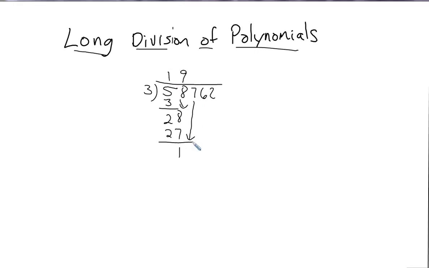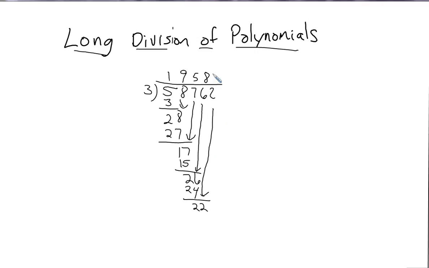Now the 7 comes down. So 3 goes into 17 how many times? 3 times 5 is 15. Leaves me with 2 left over. Now the 6 comes down. So 3 goes into 26 8 times, because 3 times 8 is 24. We have 2 left over, and then we bring down the 2.